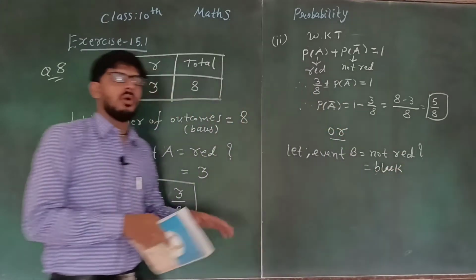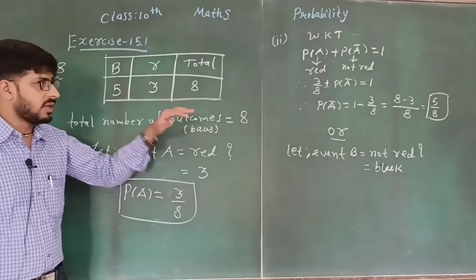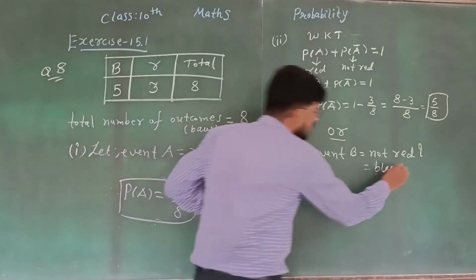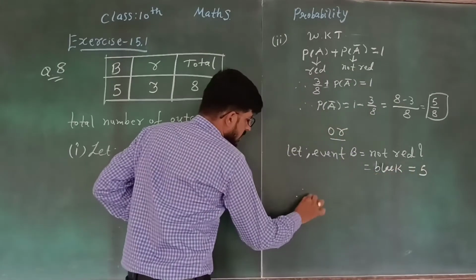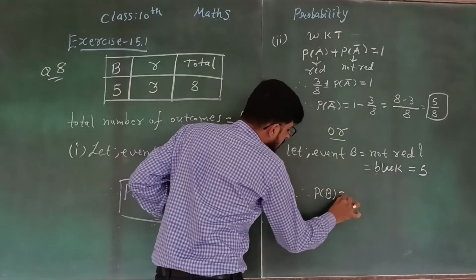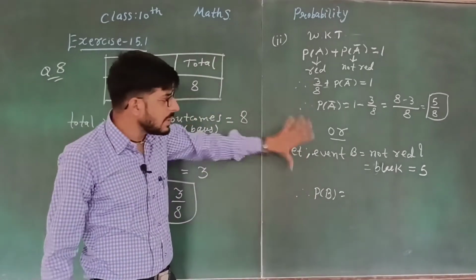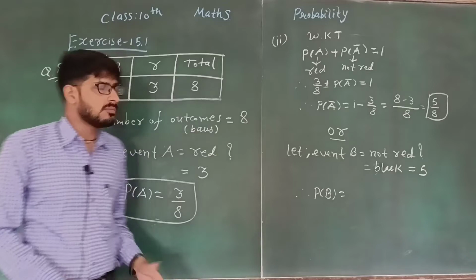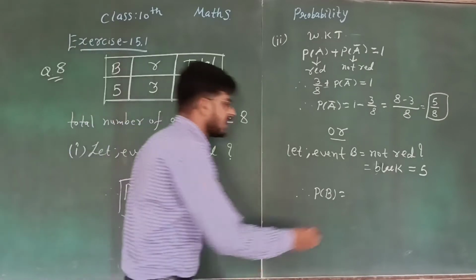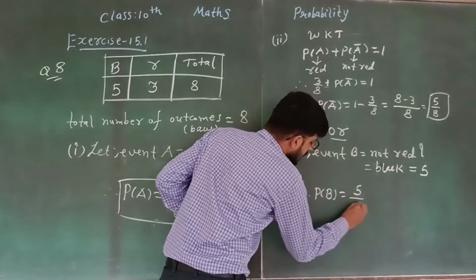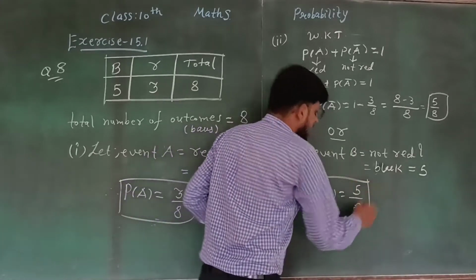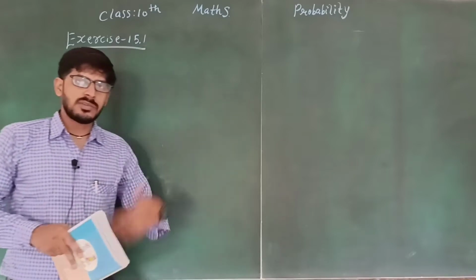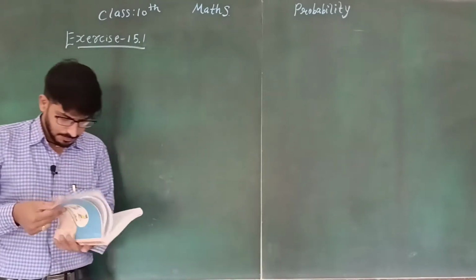Because here 2 types of ball are given, black ball and red ball. So given that not red, it means black ball. So black balls are 5. So we get the probability of B equal to favorable outcomes to event B, black balls, which is 5, upon total number of outcomes, 8. So we get 5 by 8, the second way to find the answer. Is it clear?